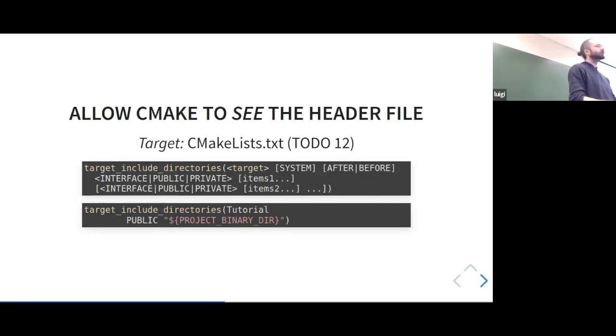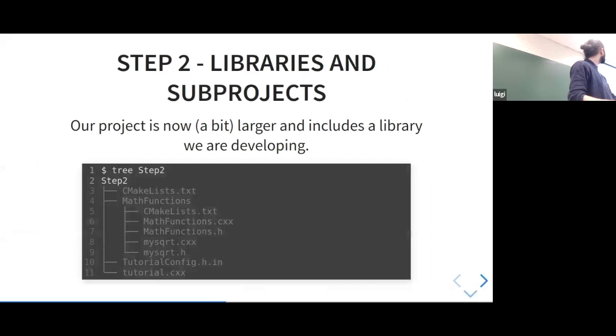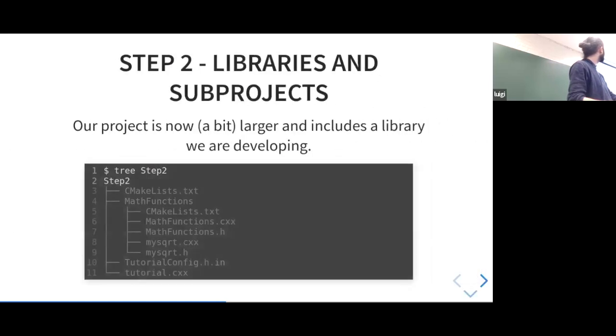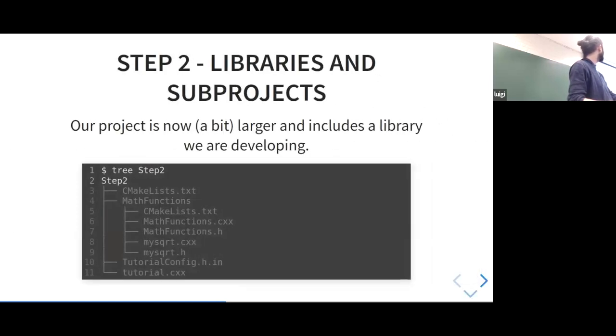Okay. So now it should compile, and now you should see the version of your project being printed. So this is the end of step 1. After step 1, you should be able now to configure files that you can include afterward and build a basic project. Now, step 2 is about libraries and subprojects.